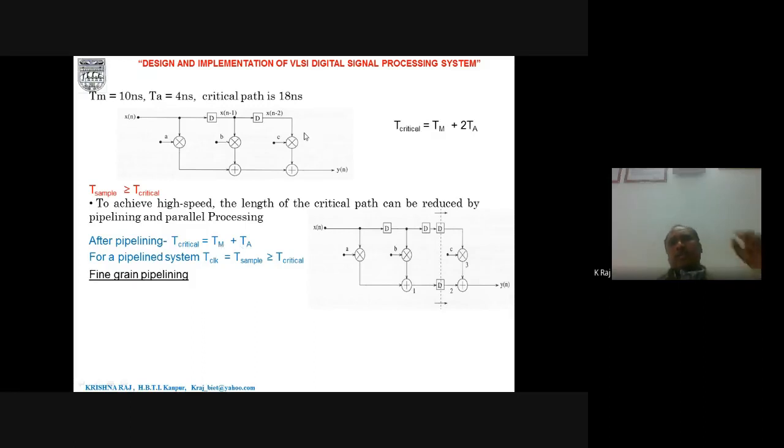Now in the first case, if we consider the execution time of the multiplier as 10 nanoseconds, and execution time of the adder as 4 nanoseconds, then in the first one, T critical becomes 18 nanoseconds, but in this case it becomes 14 nanoseconds. It means there is an improvement of 4 nanoseconds after applying the pipelining here.